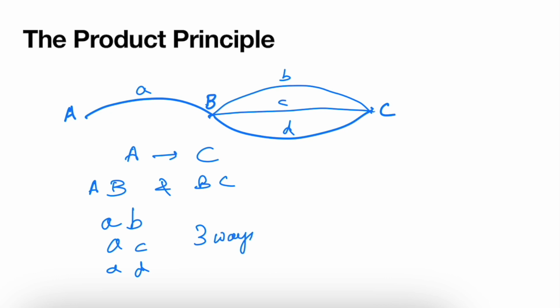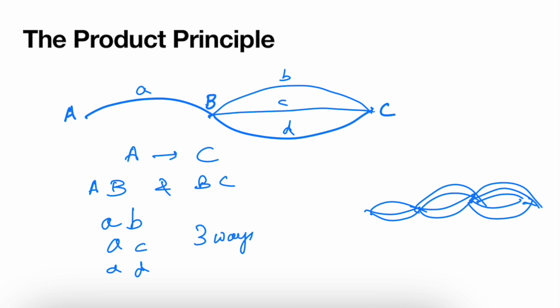But if you had something like a really complex route like this, can you sit and write each and every combination? It becomes very cumbersome. So what our mathematicians have done is found a simple way to do this. That is called the product principle. What is the product principle?